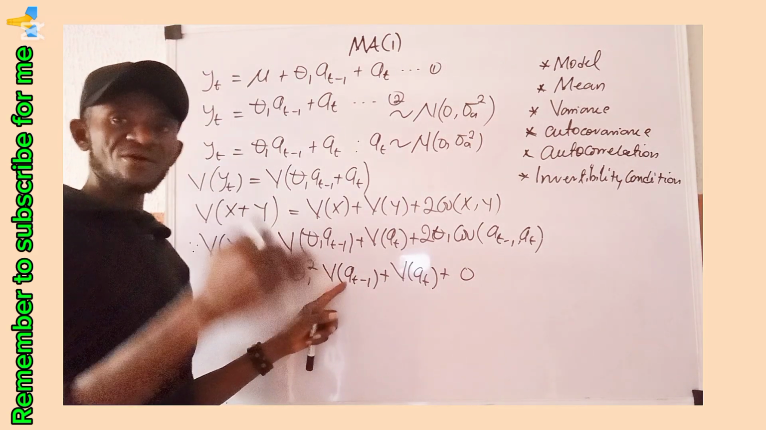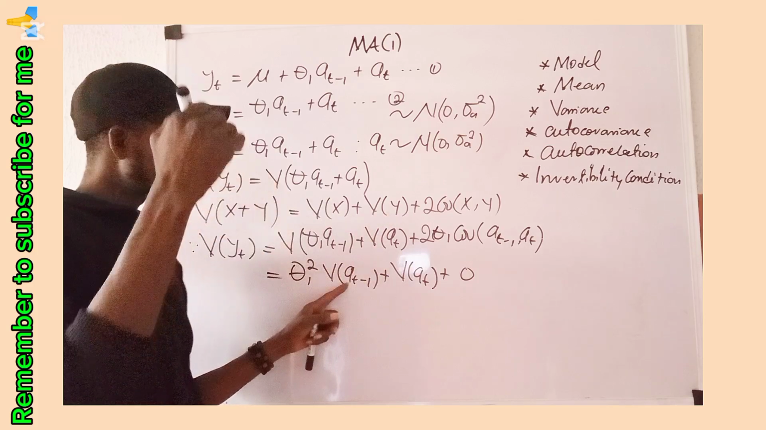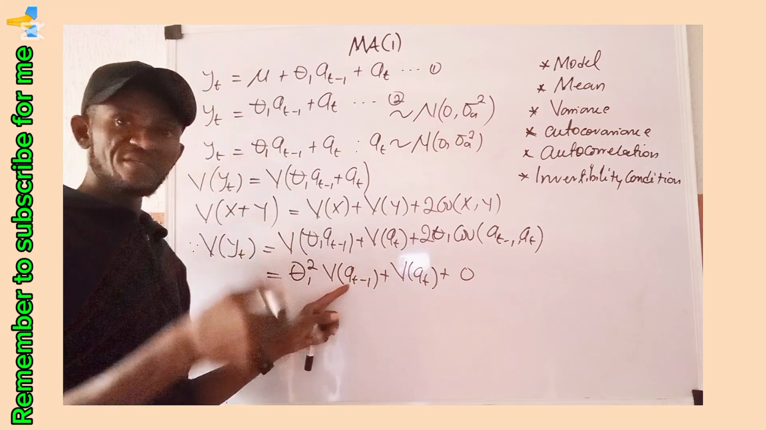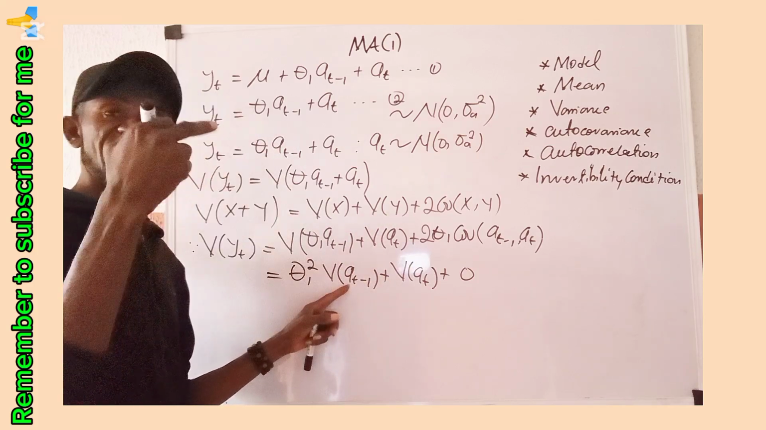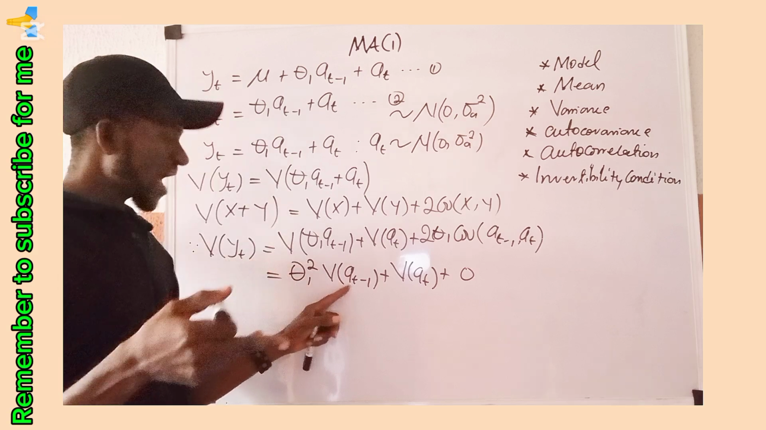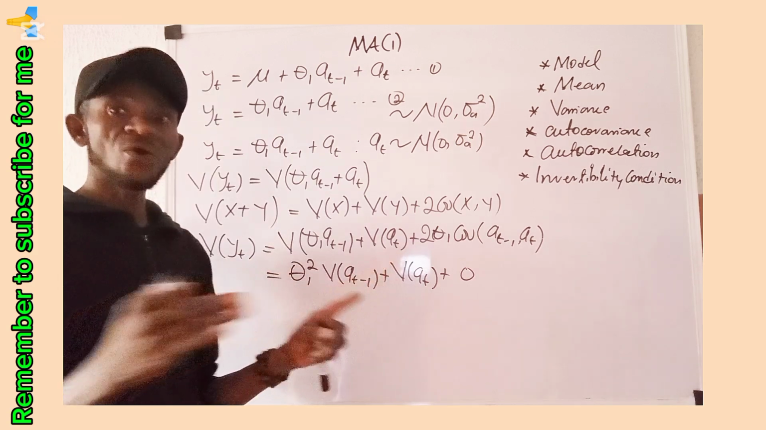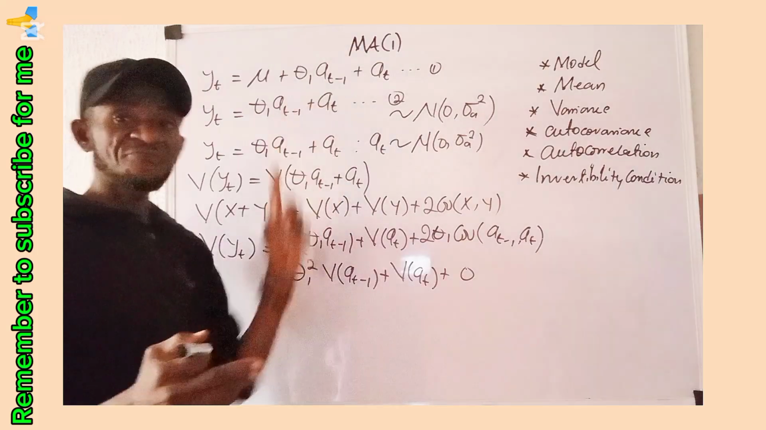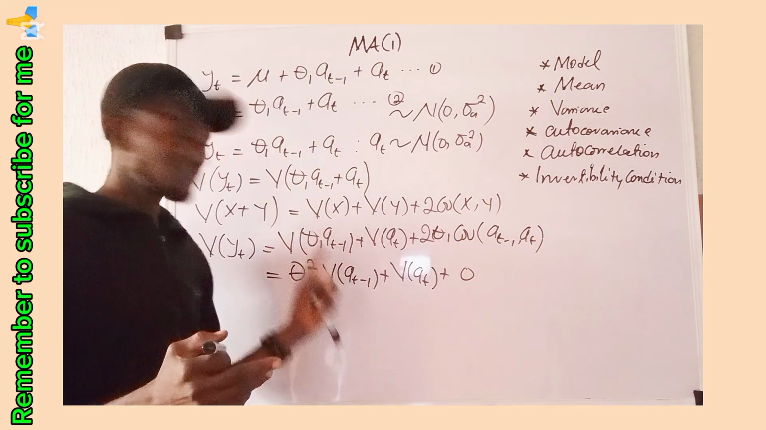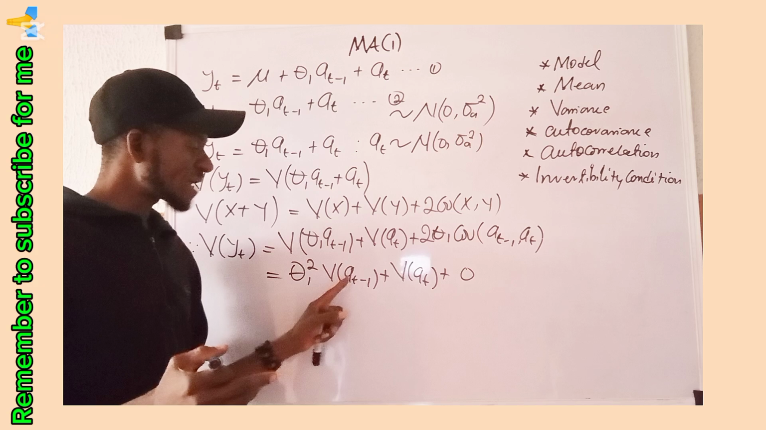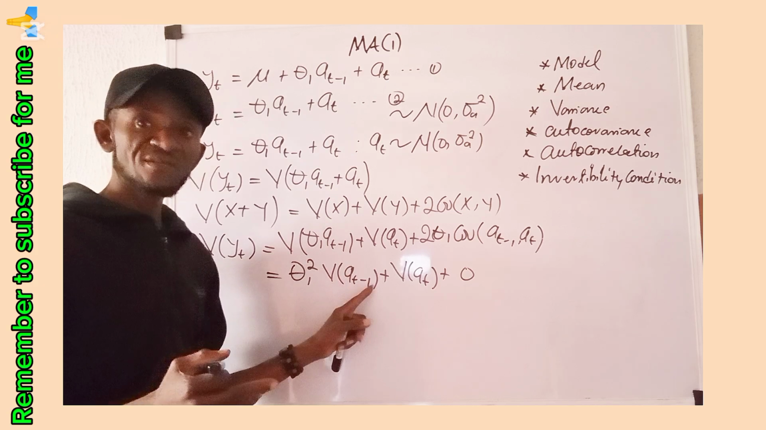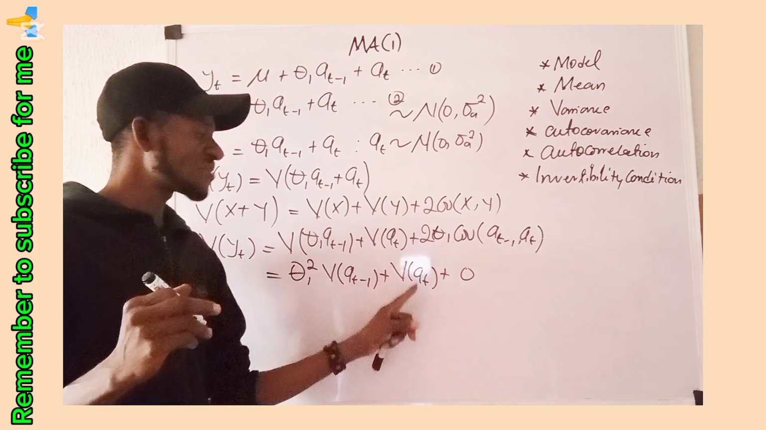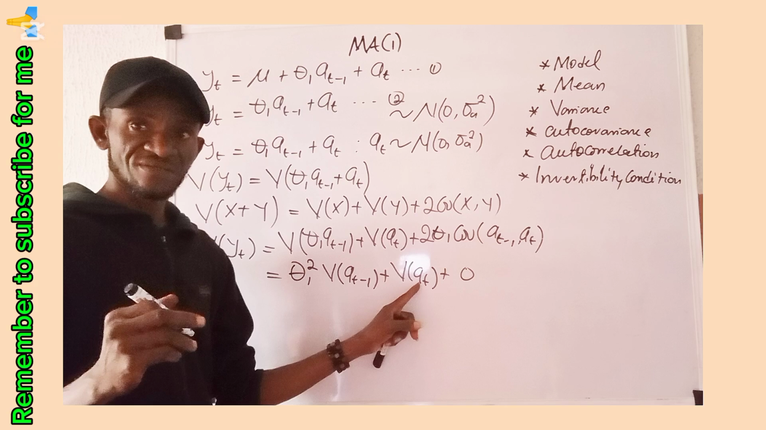And on that note, we return back here. For stationarity of a time series model, we are assuming that the mean, the variance, and the autocovariance at different points in time are constant. By implication, in a moving average model of order 1, the variance of the error term at t minus 1 is the same thing as the variance of the model at time t.